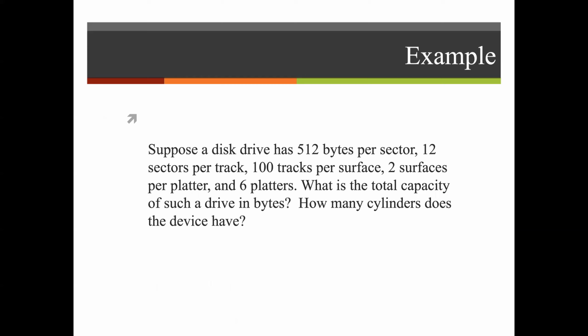So let's consider that we have a hard disk that has 512 bytes per sector and 12 sectors per track, 100 tracks per surface, 2 surfaces per platter, and 6 platters. We want to consider what is the total capacity of such a drive in bytes, and how many cylinders does the device take.